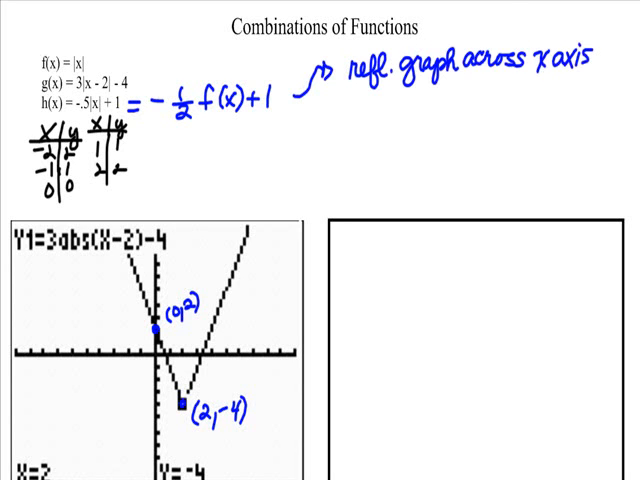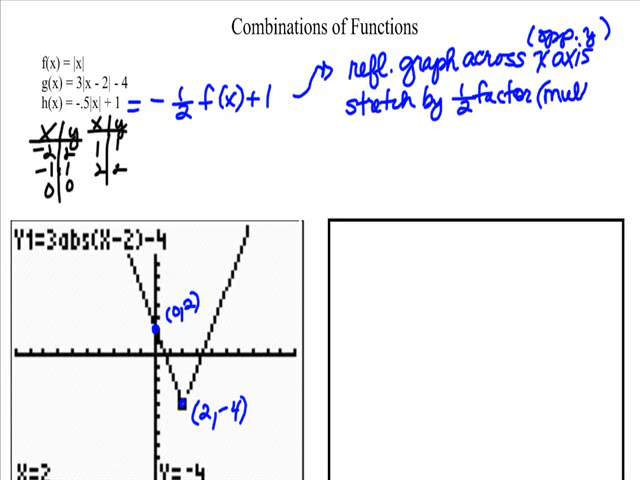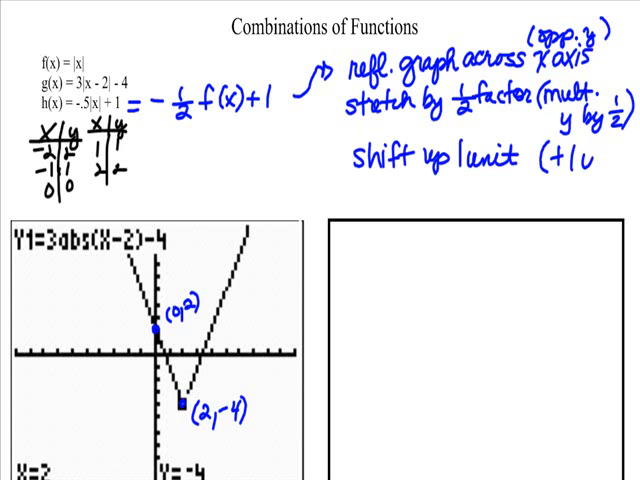And what that really does is takes the opposite of y. The next change is the factor of 1/2. It is a stretch by a factor of 1/2, which multiplies the y by 1/2. And then lastly we have a shifting up of 1 unit, which will add 1 to the y value.